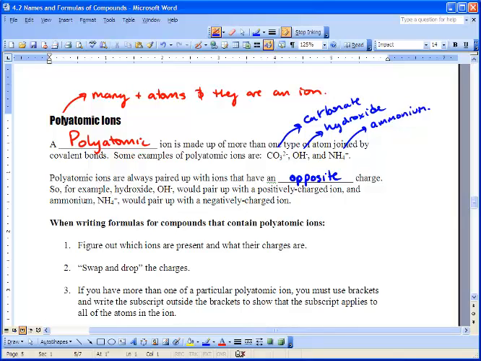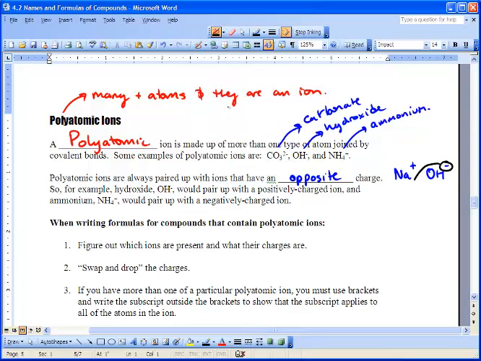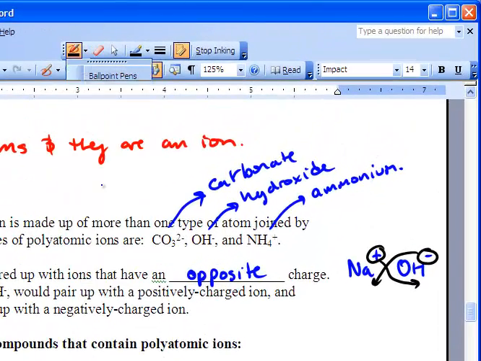Now let's just do a quick example. If we go NH4 plus and OH minus. What that says, because it's a polyatomic ion, it doesn't break apart and it acts as one. So we swap and drop, which we did last class, and we get NH4OH, and it acts as one.